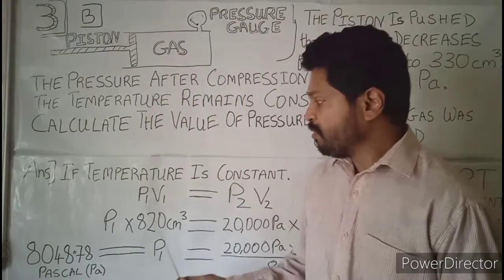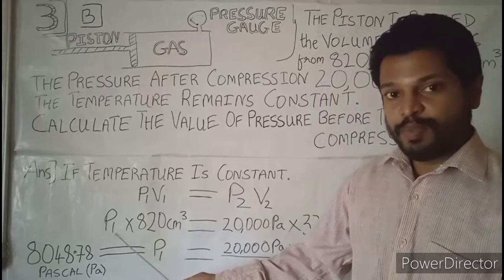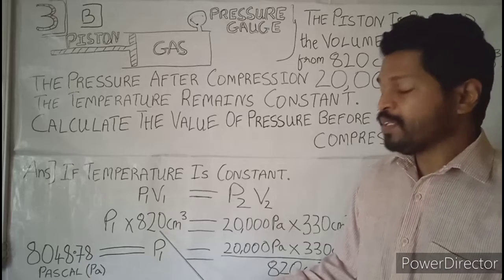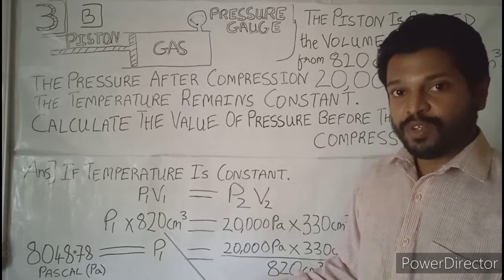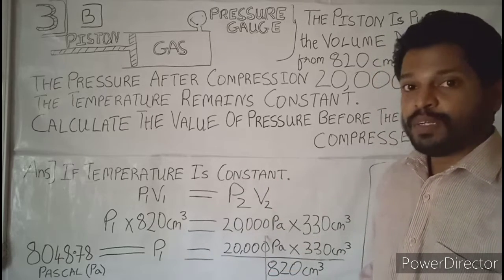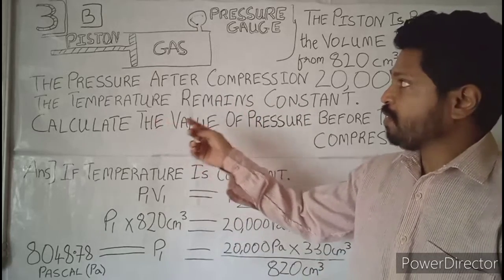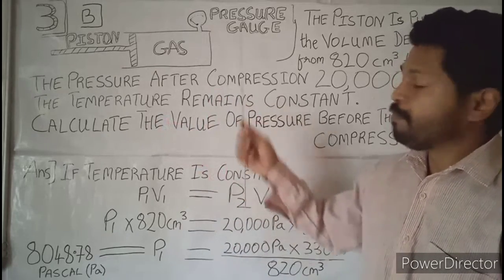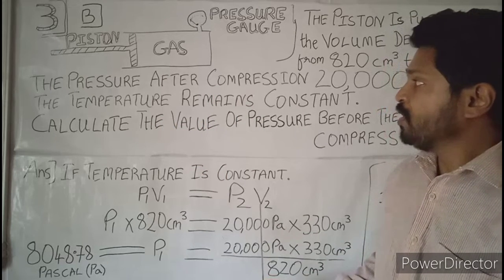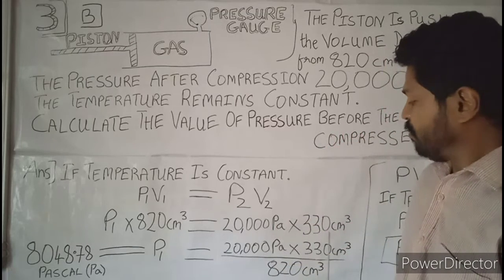Now coming back to P1 V1 is equal to P2 V2. P1 we don't know, we need to calculate P1 itself. V1 they have already given that before compression it was 820 centimeter cube. P2 is equal to 20,000 pascals, which they had measured afterwards in the pressure gauge when the piston was compressed. Now V2 is 330. You have seen in the question that it is 330 centimeter cube.